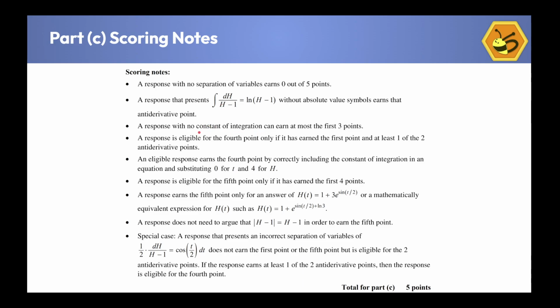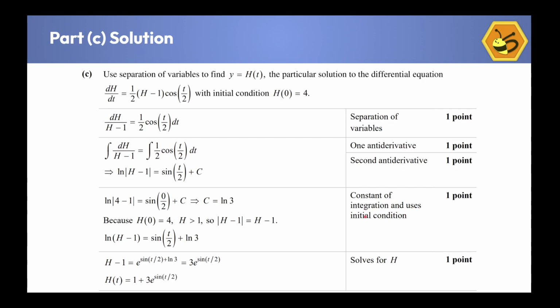And if you forgot to do the constant of integration, you can earn at most the first 3 points. And you're eligible for the later points only if you have earned the first point and at least one of the 2 antiderivative points. The first point is about the constant of integration using the initial condition. So if you get this point and this one, but got this one wrong, you are still eligible to earn this if you get this correct.